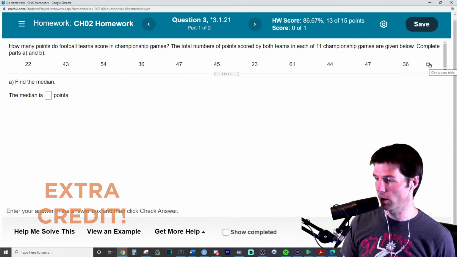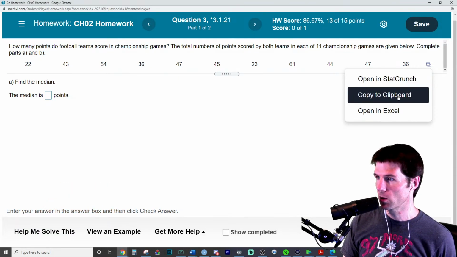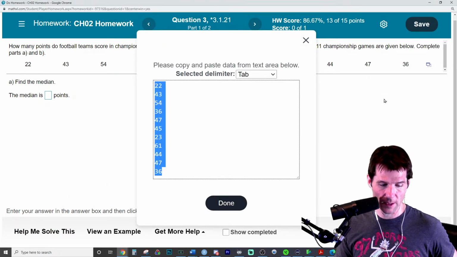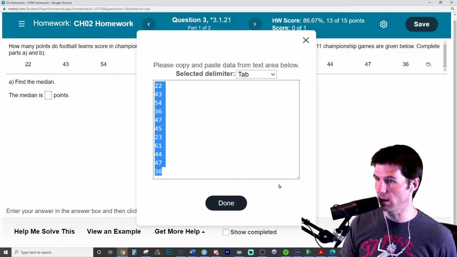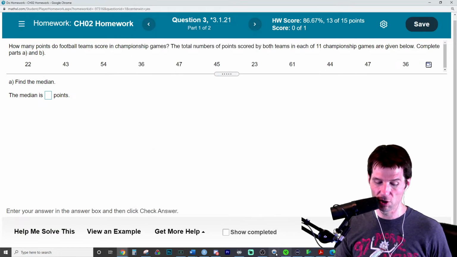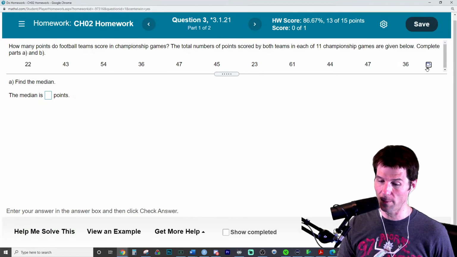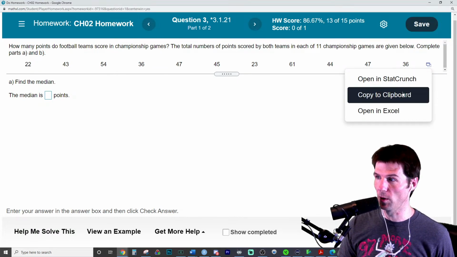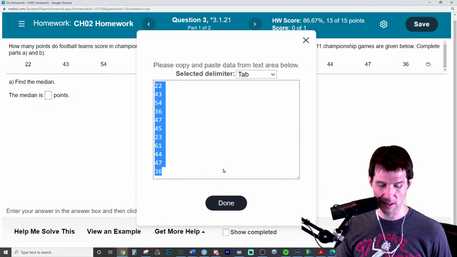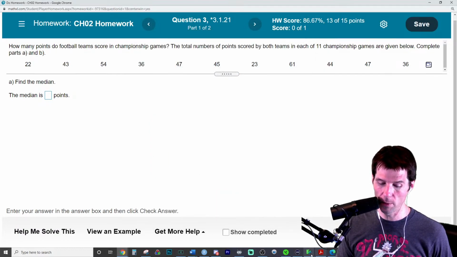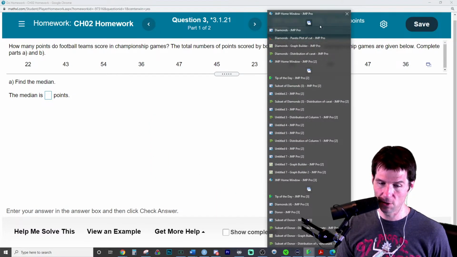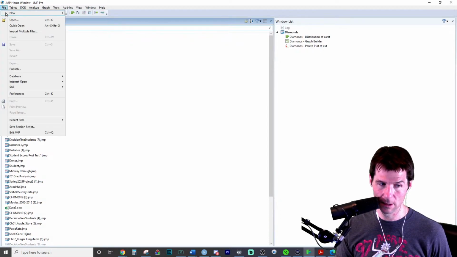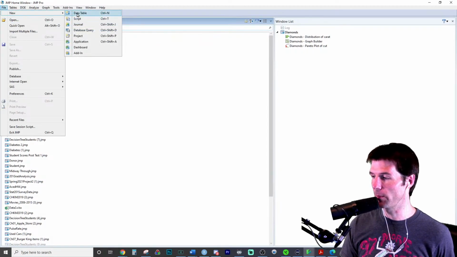So we're going to go here and we're going to copy the data. So we're going to copy to clipboard, and then we're going to hit Control Command C. Then we're going to go inside of JMP. So all we did was copy it. I'll show it again. Copy to clipboard, Control Command C. And now we go to JMP. And inside of JMP, we're going to go to File, New Data Table.